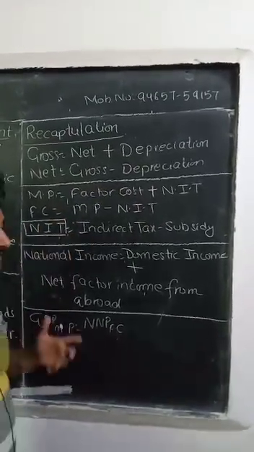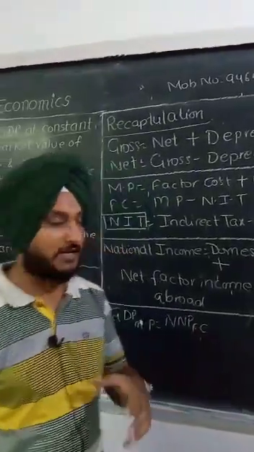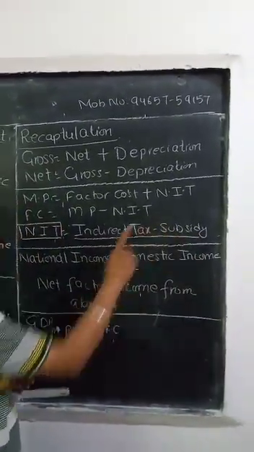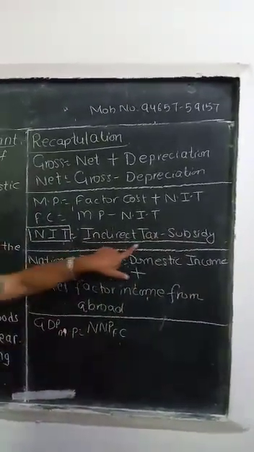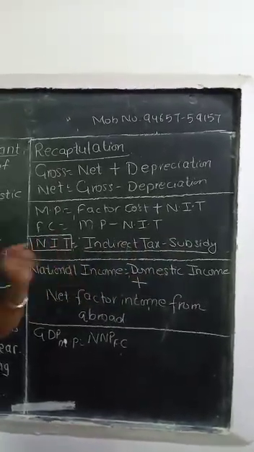Then next is how to calculate net indirect taxes. Net indirect taxes are always given in the question, but sometimes if they are not given, you can calculate them using this small formula: indirect tax minus subsidy. If we subtract subsidy from indirect tax, you will get net indirect taxes.